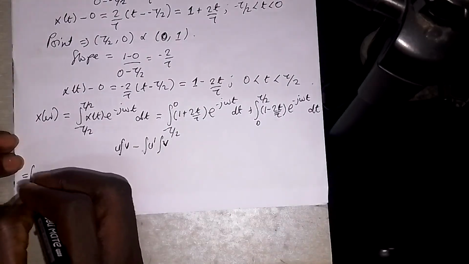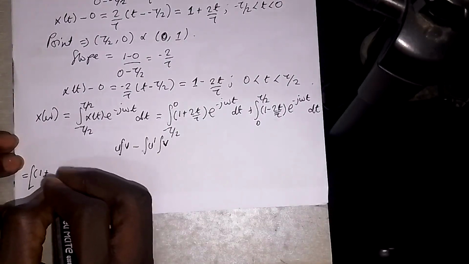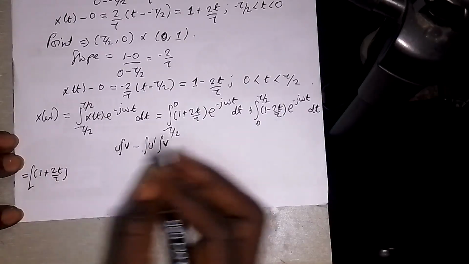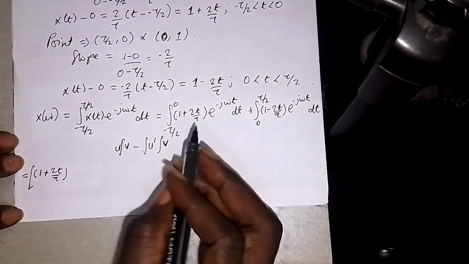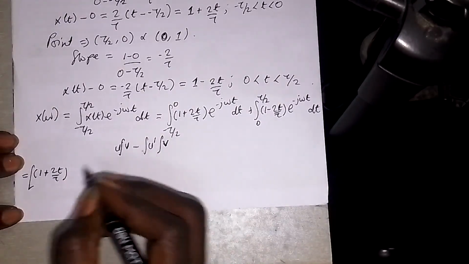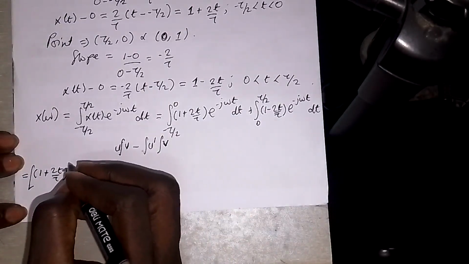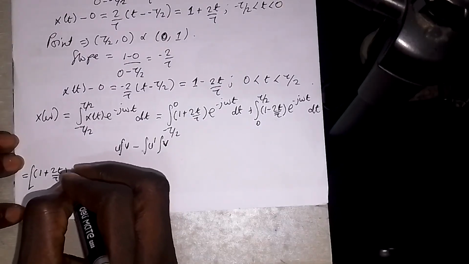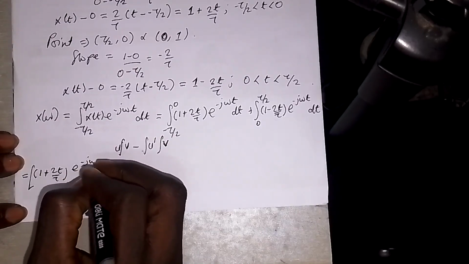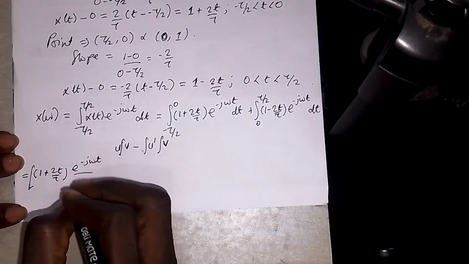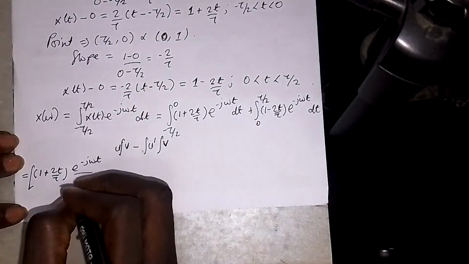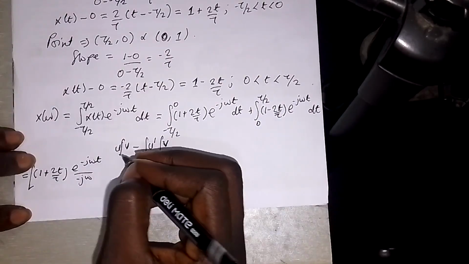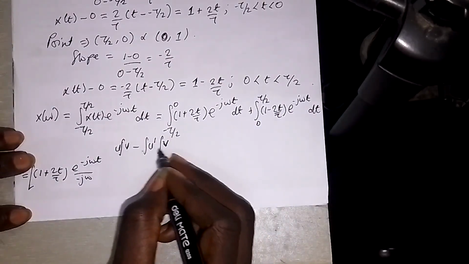If I'm maintaining it, it will be 1 plus 2t on tau. Then I'm going to differentiate this one, because here it's being differentiated. So if I differentiate that one, I'm going to have e exponent minus j omega t over minus j omega.